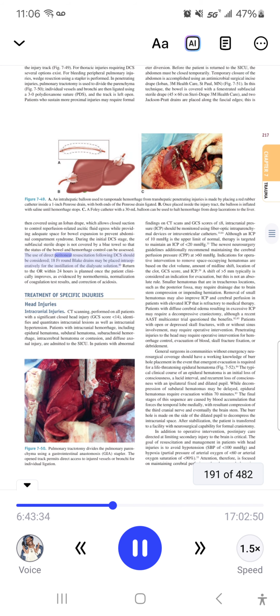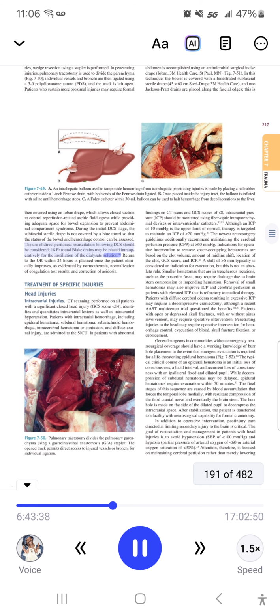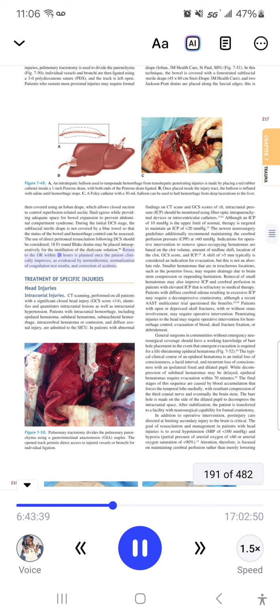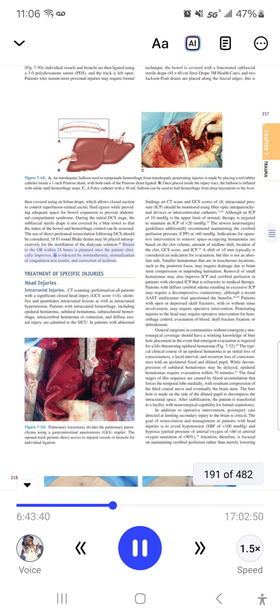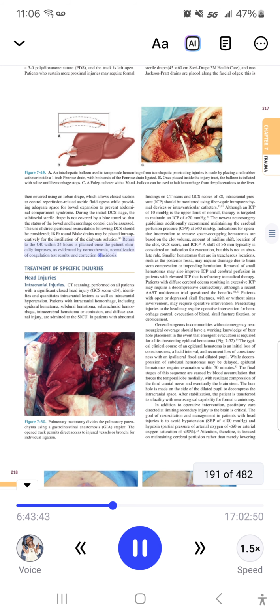Use of direct peritoneal resuscitation following DCS should be considered. 18 Fr round blade drains may be placed intraoperatively for the instillation of the dialysate solution. 80. Return to the OR within 24 hours is planned once the patient clinically improves, as evidenced by normothermia, normalization of coagulation test results, and correction of acidosis.